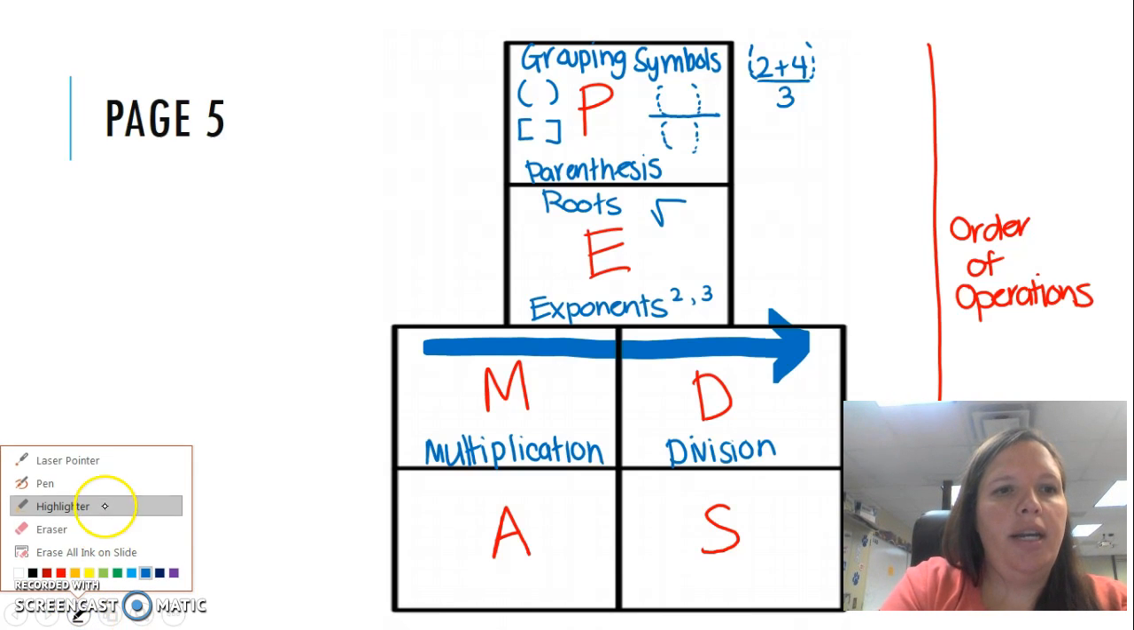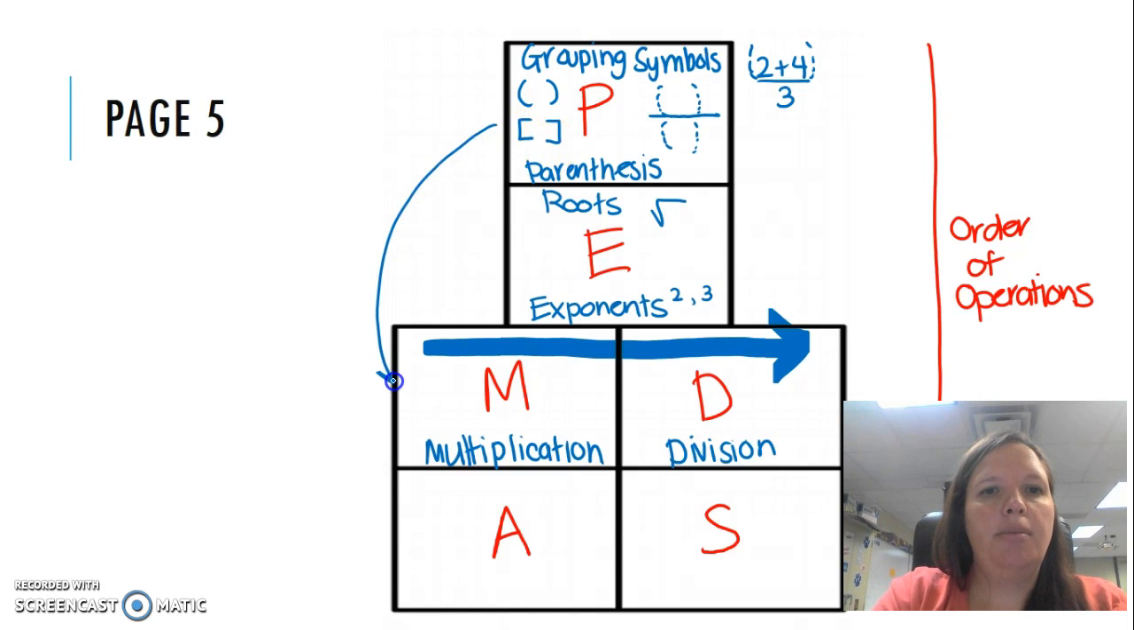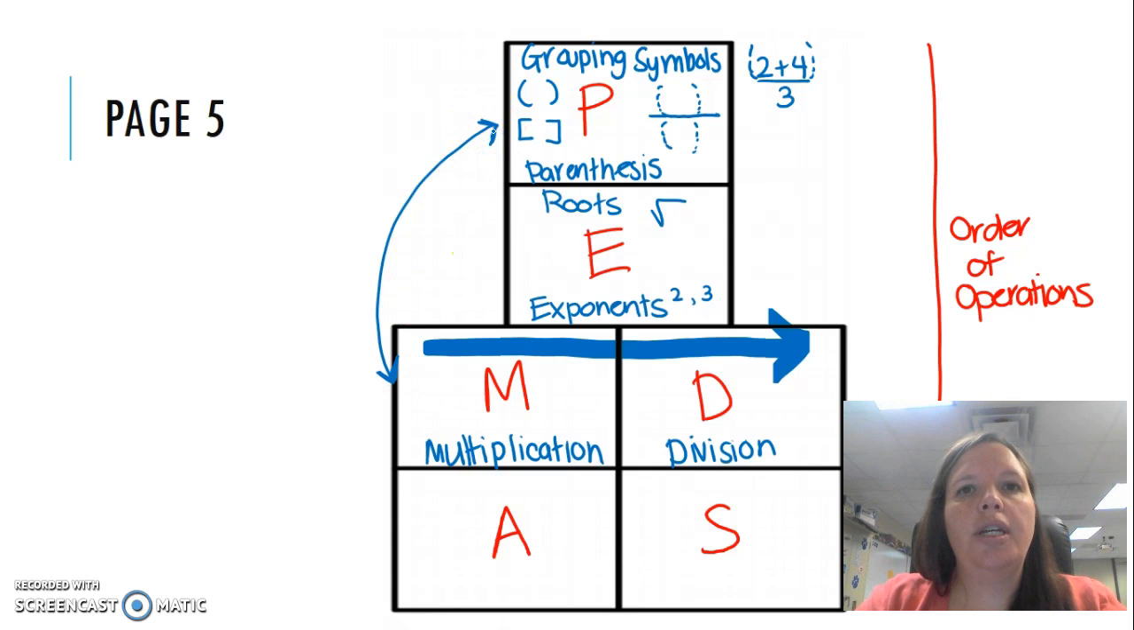Now, one thing that I want to add in here, just as an extra piece, sometimes when we're looking at multiplication, and I'm going to put an arrow here and an arrow here, sometimes when we're looking at parentheses, parentheses aren't actually doing any grouping.